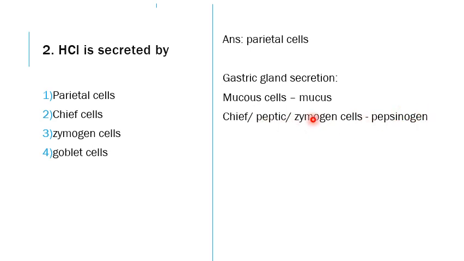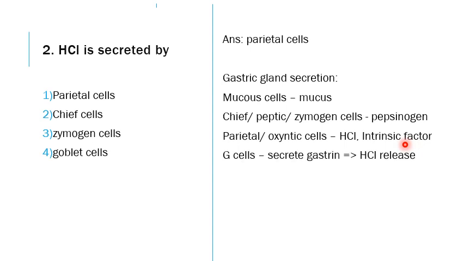They are otherwise called peptic cells. This will secrete the pepsinogen. Then the parietal cells are the oxyntic cells that actually secrete the hydrochloric acid and the intrinsic factor. Intrinsic factor, otherwise called Castle's intrinsic factor, will help in vitamin B12 absorption later. It also has the G cells, which secrete the gastrin hormone.